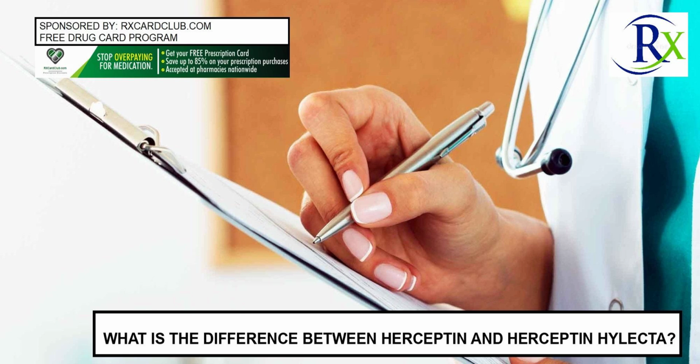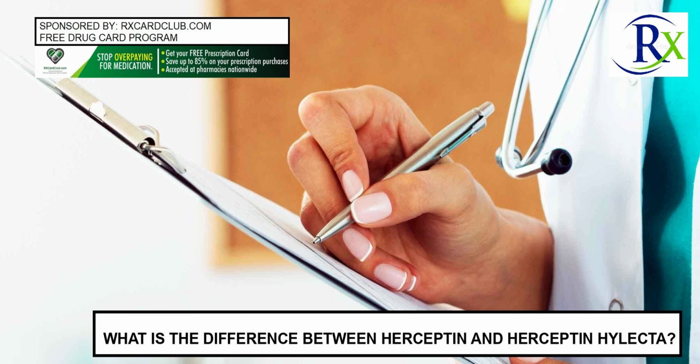Indications. Herceptin injection is indicated for use in specific patients with adjuvant breast cancer, metastatic breast cancer and metastatic gastric cancer. Herceptin Hylecta is indicated for use in specific patients with adjuvant breast cancer and metastatic breast cancer but not metastatic gastric cancer. Length of time for administration.